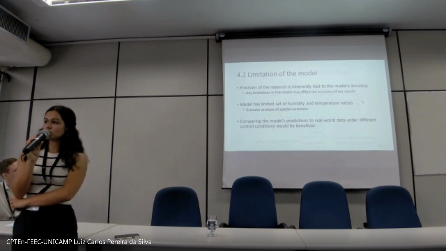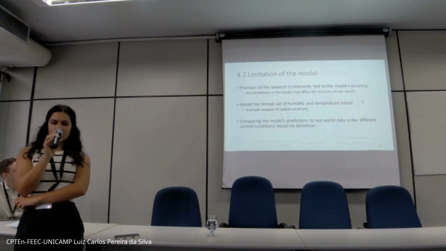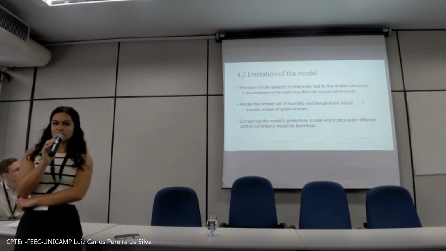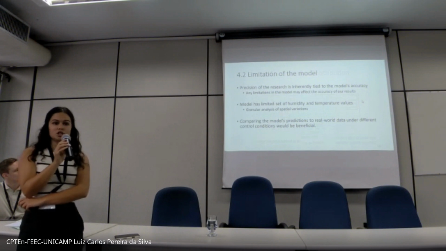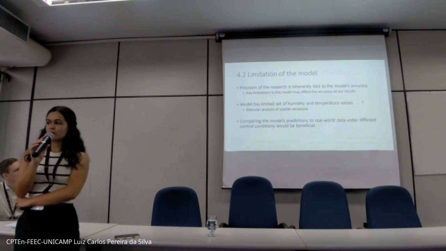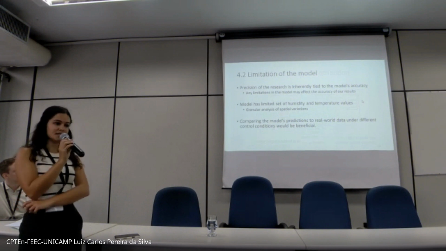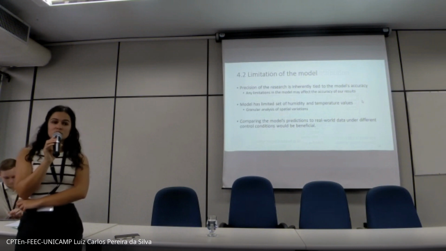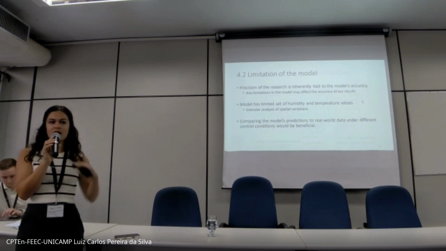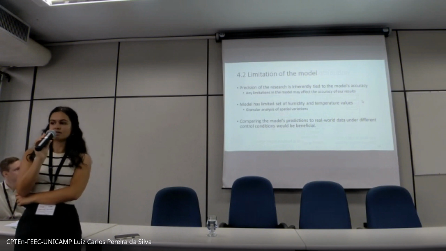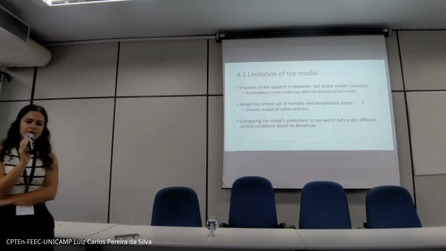For the limitation of the model, the precision of the research is directly tied to the model's accuracy. So any limitation in the green light model can be shown in this research. Also, the model has a limited set of humidity and temperature values. It's not like a CFD analysis, so we do have different temperature at different heights, but we don't have a map of the greenhouse if there's certain points that could be more important.